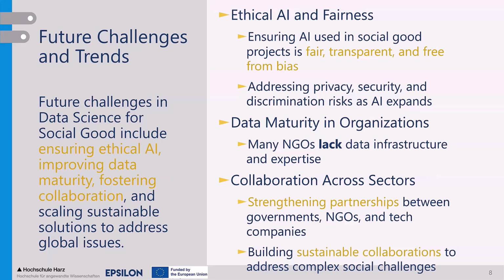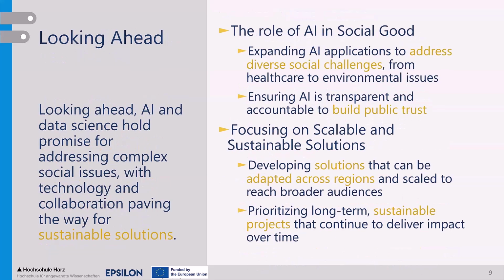And also sustainable collaborations should address complex social challenges. If we look ahead, artificial intelligence and data science should promise to address the complex social issues with technology and collaboration, paving the way to sustainable solutions. Therefore, if we address artificial intelligence in the context of social good, we have to be aware of the diverse social challenges, especially in the field of healthcare or environmental issues. And in this vein, we have to make sure that artificial intelligence is transparent, accountable, and builds public trust.